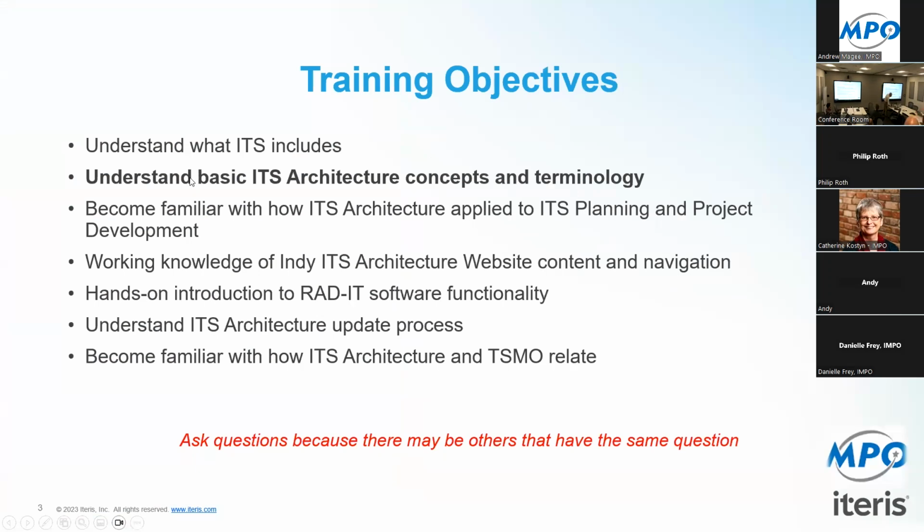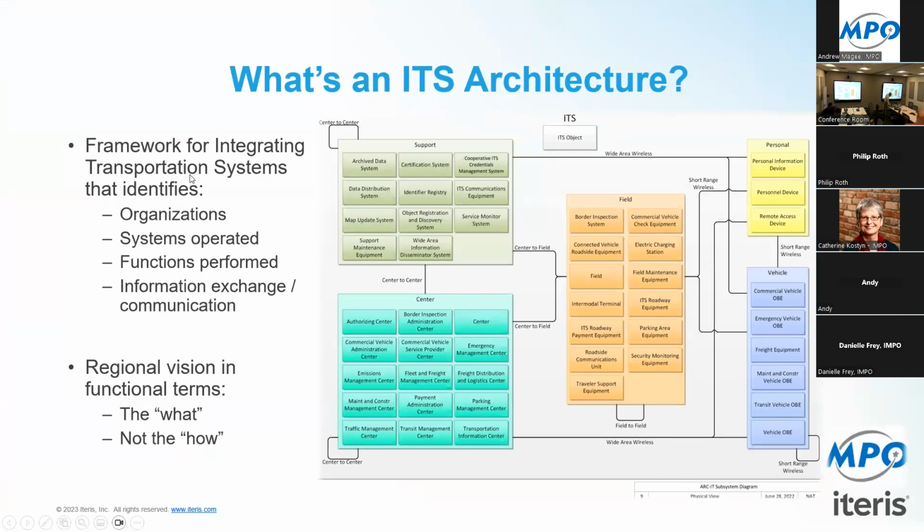So this is basically about concepts and terminology. So what is an architecture? What's a framework of integrated transportation systems? This diagram is from the National ITS architecture. It looks at all the subsystems that are in the architecture, or physical objects that are there. You can see that they're grouped.